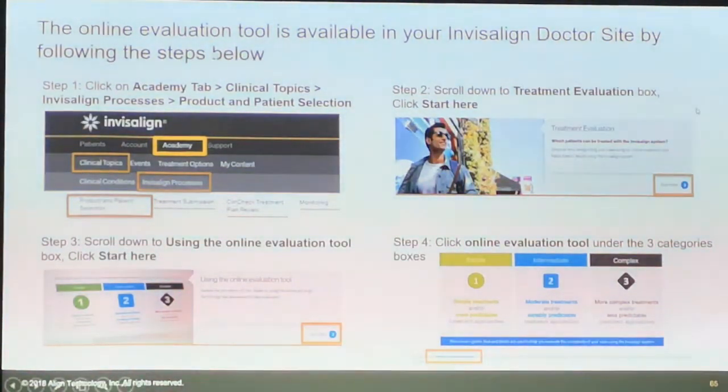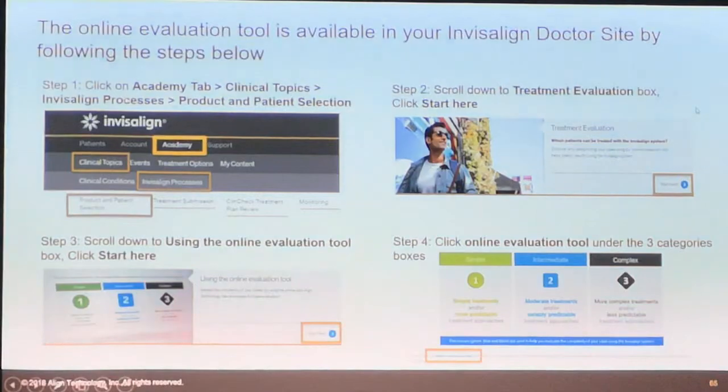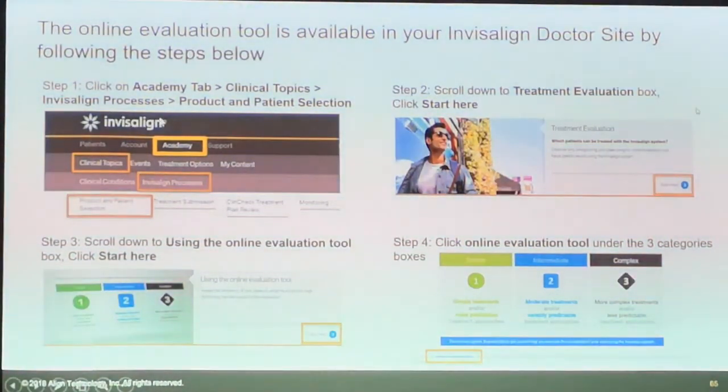Okay, so if you have the time later on, maybe today or tomorrow, you can try to play with the Academy tab. Once you log into your Invisalign website, or in short, IDS, you can learn a lot more about Invisalign by clicking on the Academy tab. You can read a lot of information in the clinical topics. They explain in detail all types of cases: deep bite case, open bite case, Class 2 or Class 3.